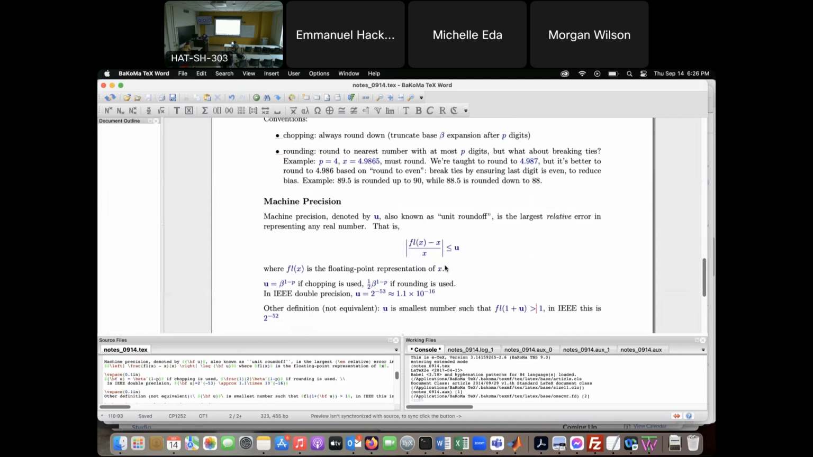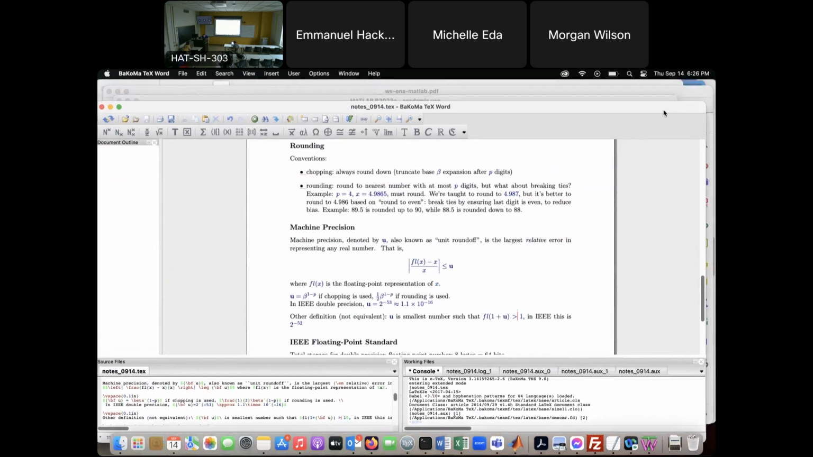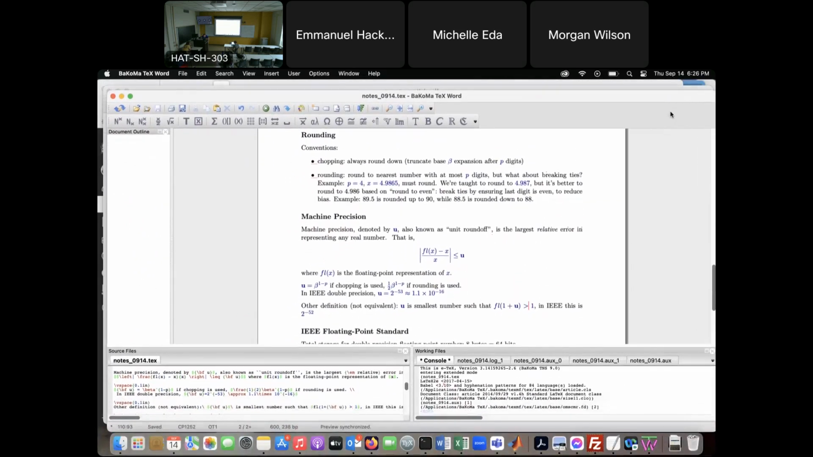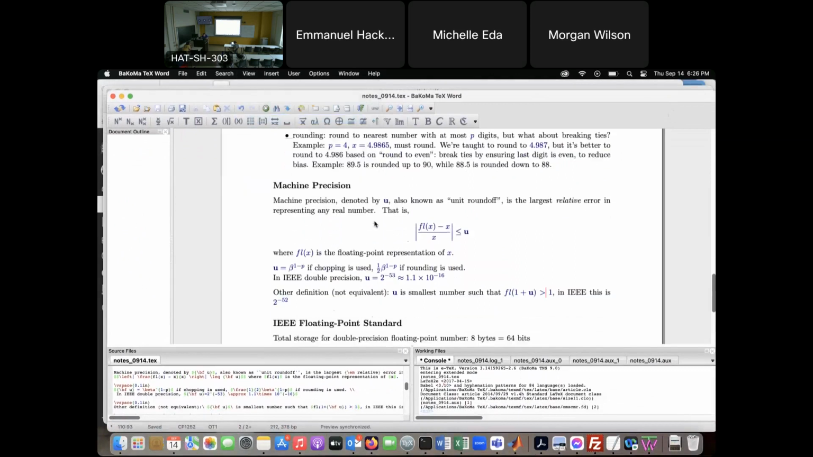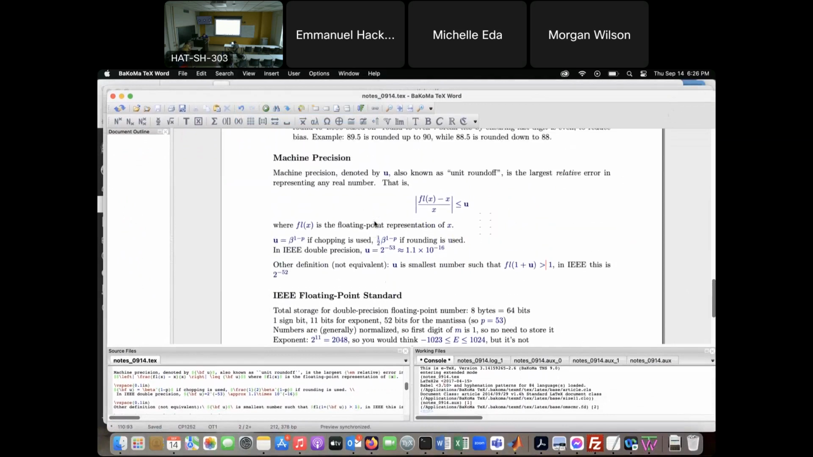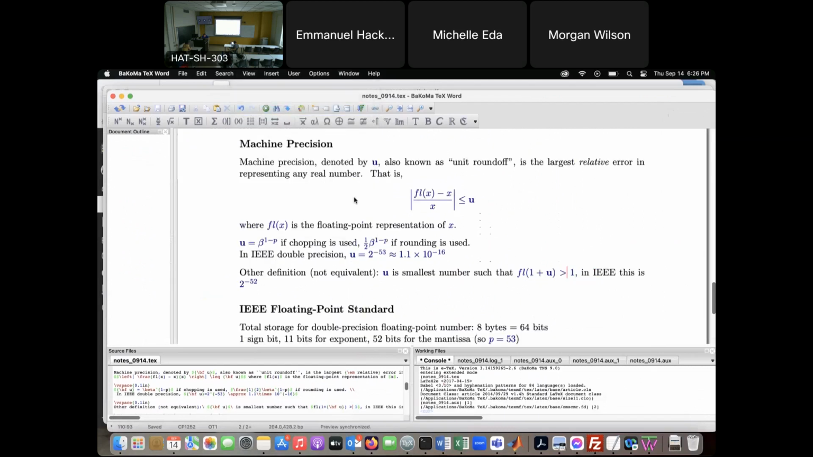Now, if I, whoops. Zoomed out for a second. All right. If I flip, stop it. So go back to MATLAB.